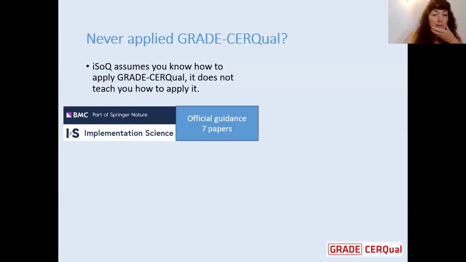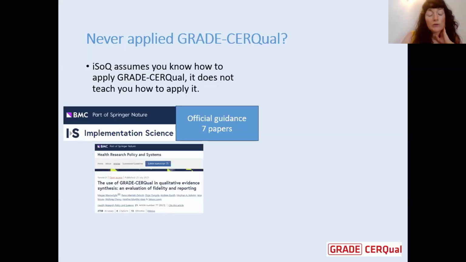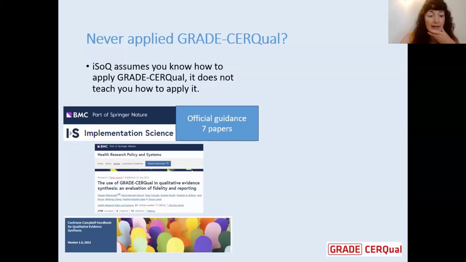The first place to start is with our official guidance papers. There are 7 of those published in Implementation Science. These are the most recent guidance. We also published an evaluation of how GRADE-CERQual has been used so far, and we have some really important red flags of where review authors might have gone down the wrong path or made some misinterpretations, and how to avoid those. So that's a really important paper as well to have a look at.